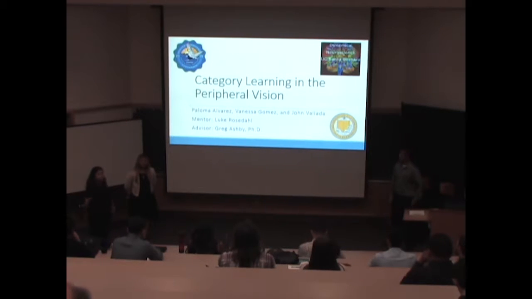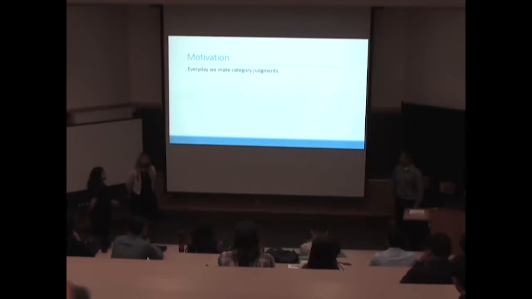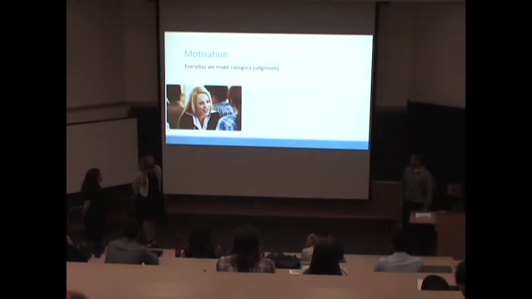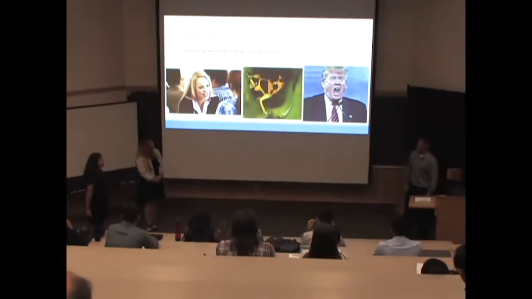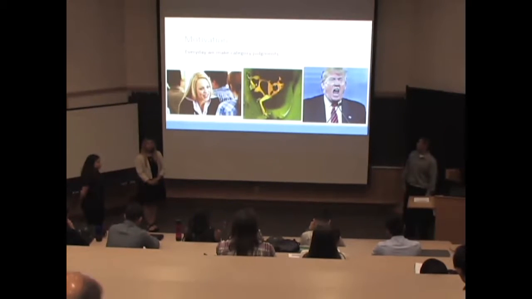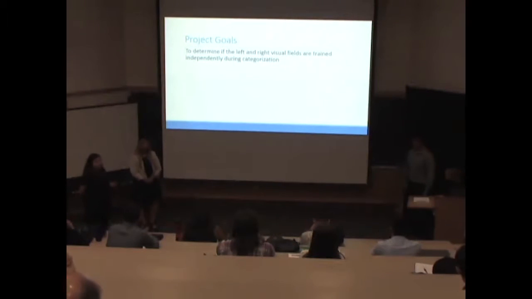And today we will be talking about category learning in the peripheral vision. So we make category judgments every single day. For example, whether or not a person is a friend or foe, and whether or not a frog is poisonous or not. Another example is Donald Trump. Is he a serious candidate, or is his running for presidency just a publicity stunt?